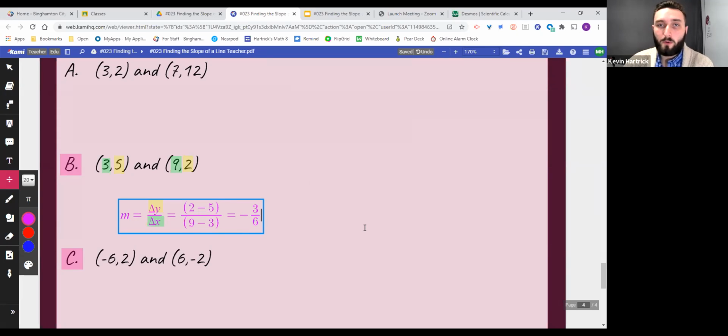Now, remember what we talked about in the last video. You should always make sure that the slope is fully reduced. How can I do that?